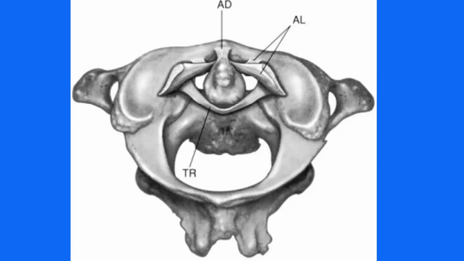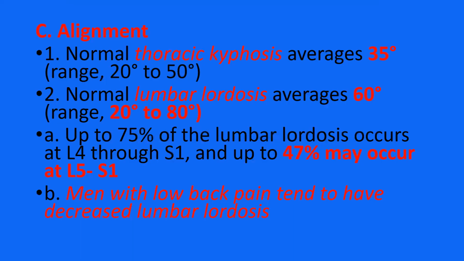In addition, you should know that from C2 to C6, all the spinous processes are bifid, meaning two horns. Now, about the alignment: the thoracic kyphosis averages 35 degrees, and the range is 20 to 50 degrees. The normal lumbar lordosis averages 60 degrees.